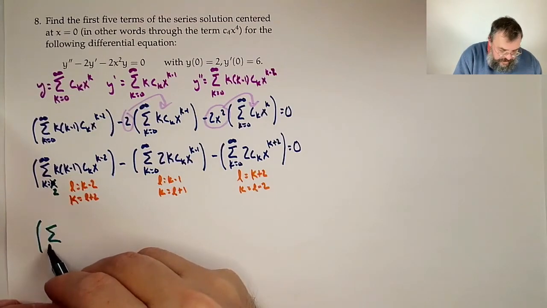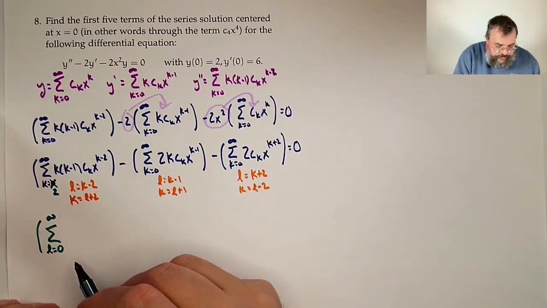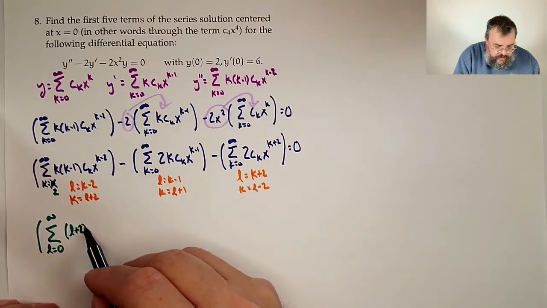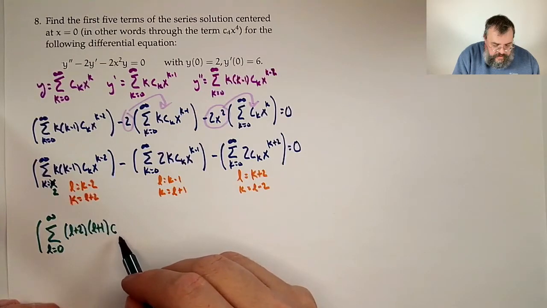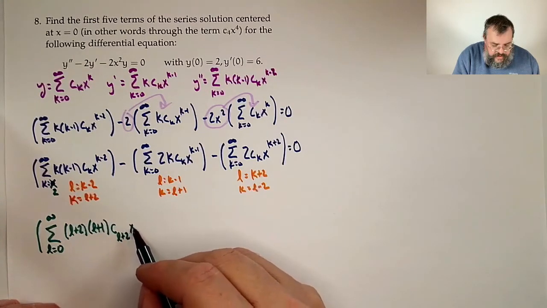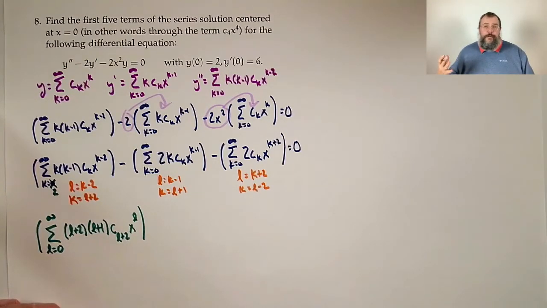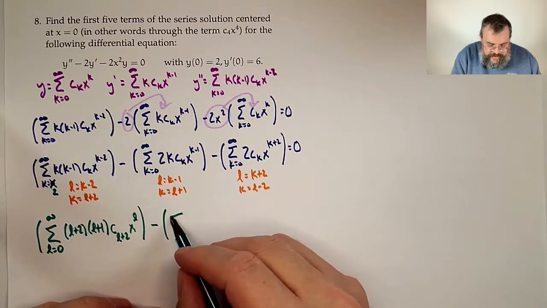So if we do that, we say, okay, L equals 0 to infinity. k becomes L plus 2, k minus 1 becomes L plus 1, c sub L plus 2, x to the L. This will feel really familiar. You're going to have a deja vu moment during the exam. It's like, wait, where have I seen this before? Oh yeah, it was on all the practice. Okay, minus the sum.